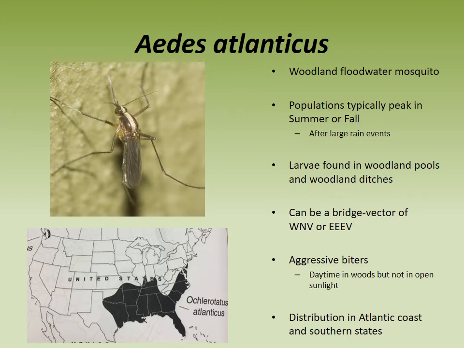Aggressive biters. So if you walk into the woods where these populations are harboring, they will come and they will attack you. If you go running out of the woods and into an open field, it's like they kind of stop right there at the wood line. But they will come straight to your face and attack with purpose. Distribution in the Atlantic coast and southern states.